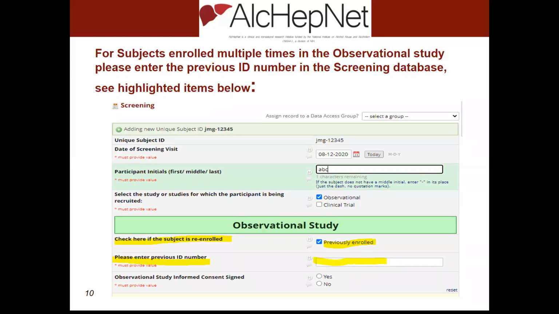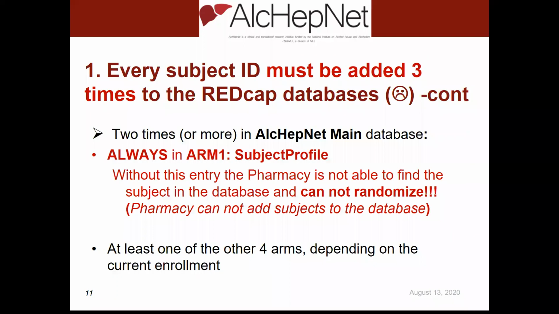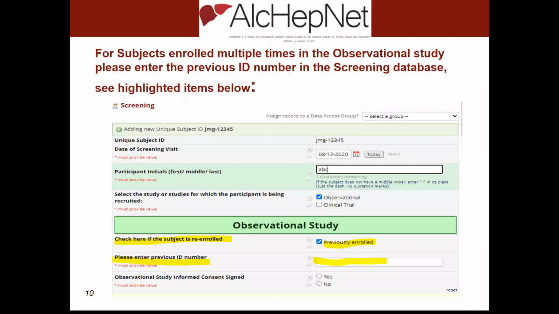So are there any questions about this? Hi, Janetta. It's Rachel. Hi, Rachel. Sorry, and maybe everybody else kind of knows this, but when you mean re-enrolled, were they screen failed and then enrolled again, or they were enrolled in the screening part and now they're in an arm of the observational study? I don't know what that means exactly.